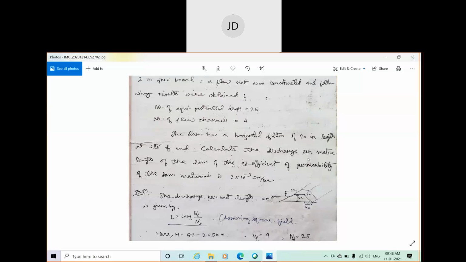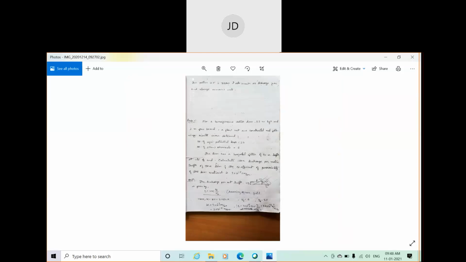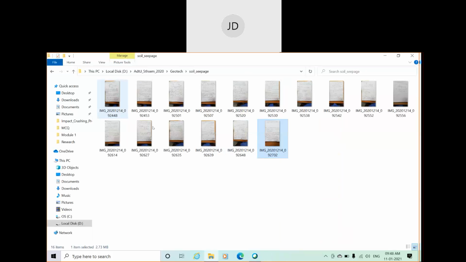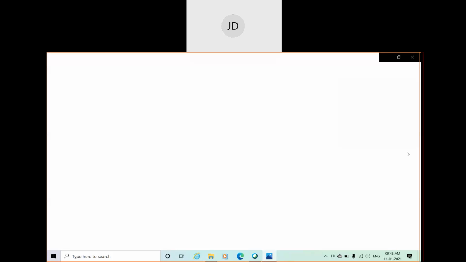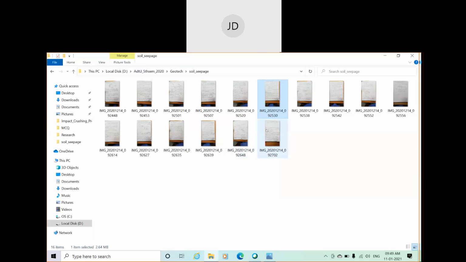Now you need to find out the total discharge, that is Q. To find out the total discharge, you know the equation. What is the general equation? Q is equal to K H N_F by N_D, times B by L. Let me check one more time. Wait. Yes, B by L. So Q is equal to K H N_F by N_D B by L.